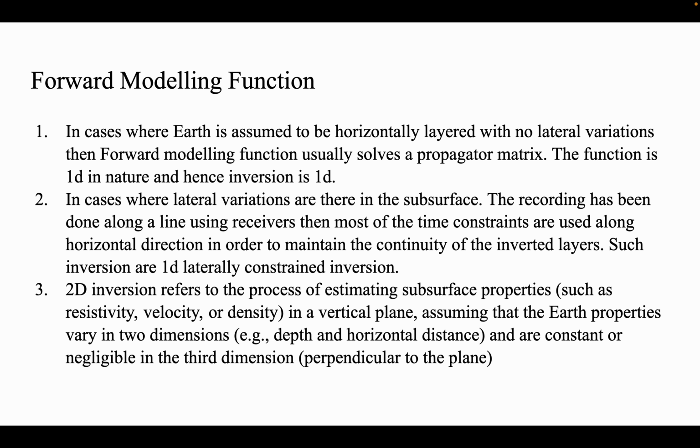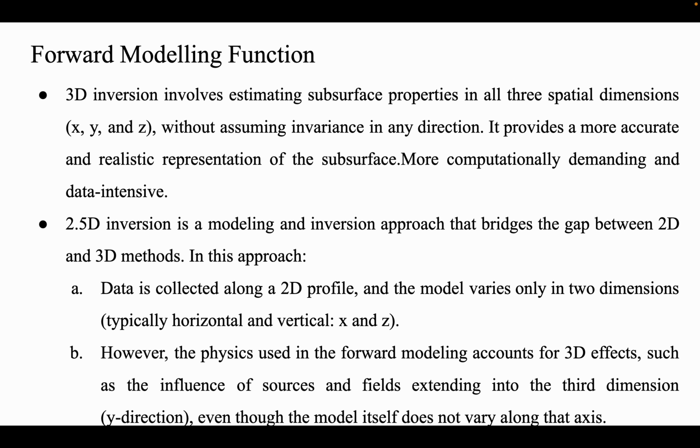Still we are not accounting for the physics of the 2D problem, right? Whereas when we say 2D inversion, it is the process of estimating subsurface properties in a vertical plane, assuming that the earth properties vary in 2 dimensions and are constant or negligible in the 3rd direction. Then it is called 2D inversion. 3D inversion we have already talked about.